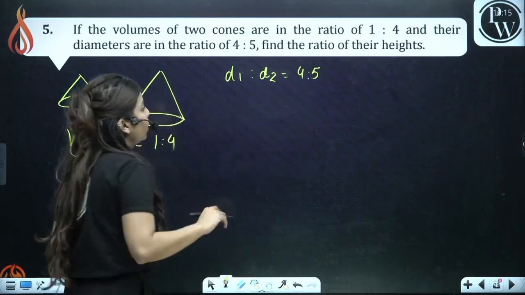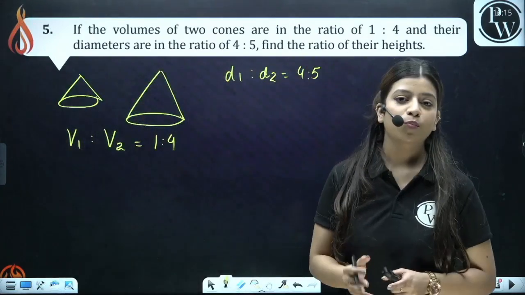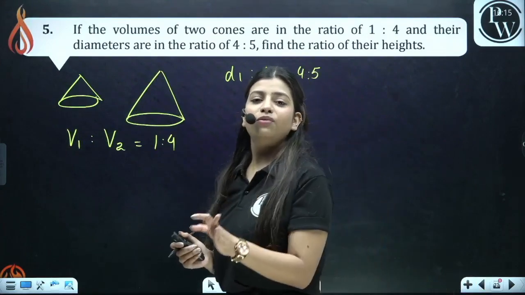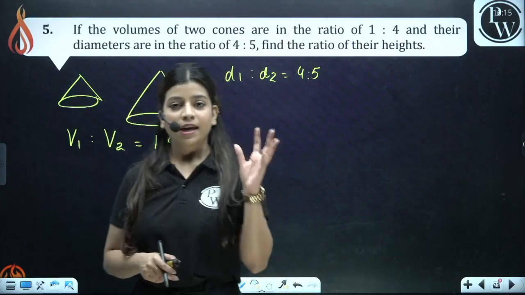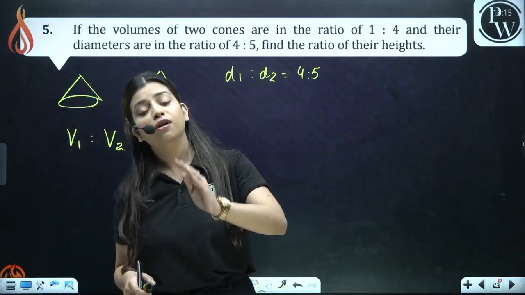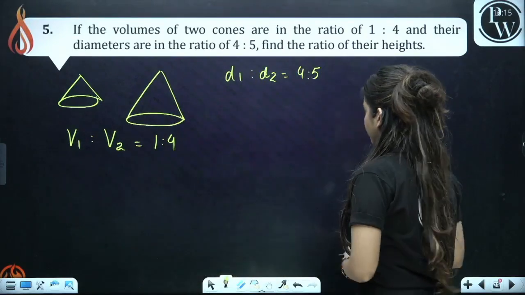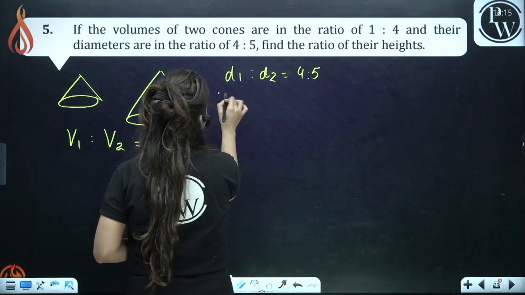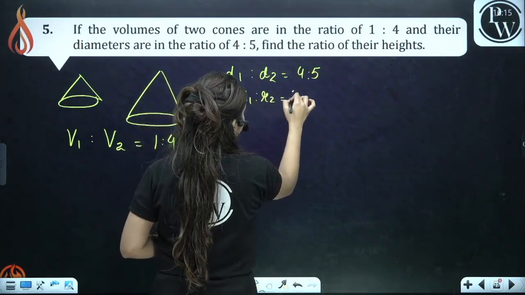What we have to calculate is the ratio of the height. Just note down one important point, students. Whatever is the ratio of the diameter will be the ratio of the radius. If the ratio of diameter is 4 is to 5, that means the ratio of radius will also be 4 is to 5. So D1 is to D2 implies R1 is to R2 is also 4 is to 5.